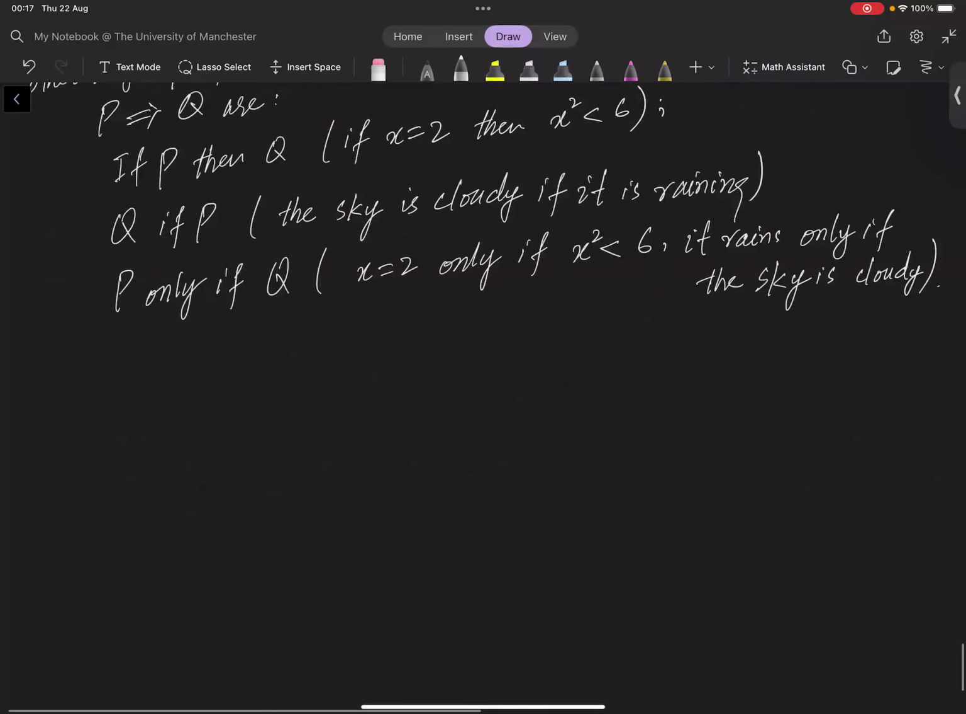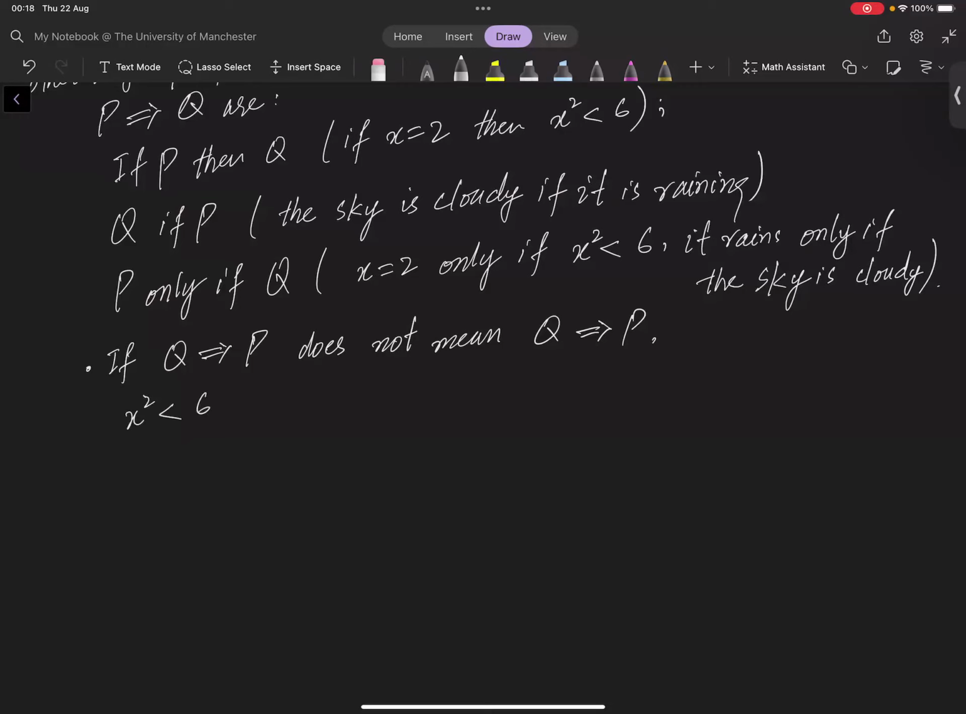So if P then Q does not mean Q then P. For example, if x square is less than 6, then it is not said that x is 2. It does not imply. And this symbol means does not imply.